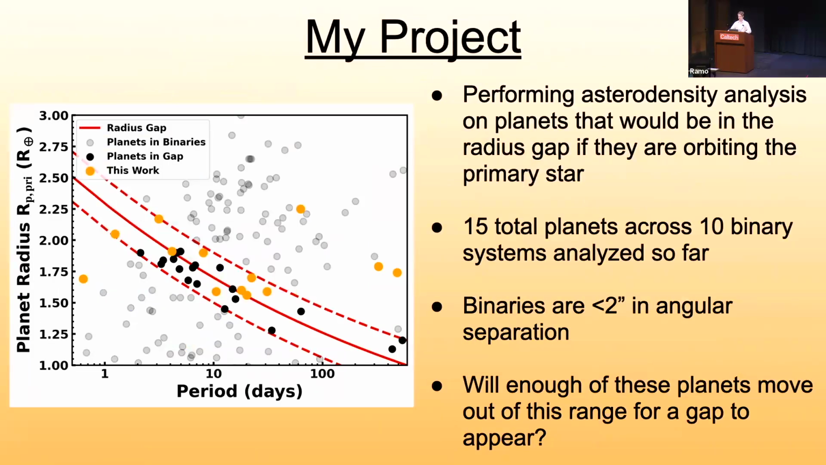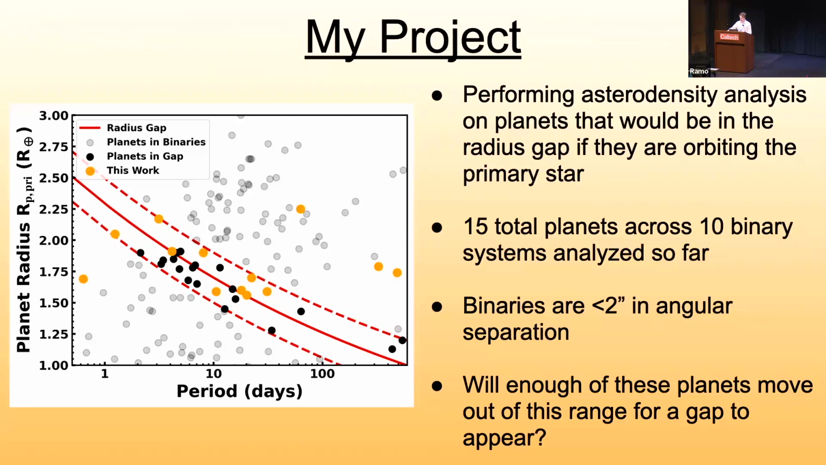So the project that I'm focusing on right now is planets where if they're orbiting the primary star, they would be in the radius gap. They would be out of the radius gap if they were orbiting the secondary star. So far, I've done this for 10 total binary systems encompassing 15 total planets, including some planets that aren't actually in that radius gap range.